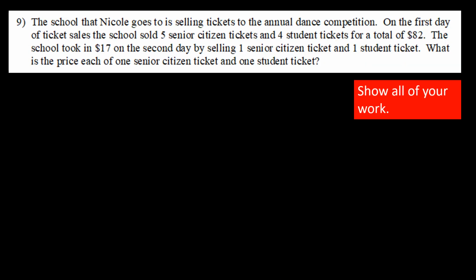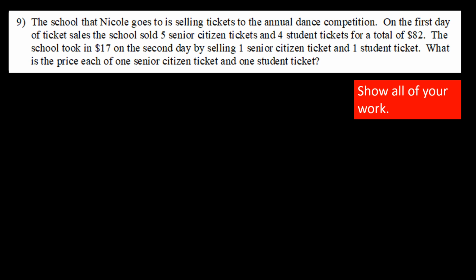It says, okay, so we want to solve this. The school that Nicole goes to is selling tickets for the annual dance competition. On the first day of ticket sales, the school sold 5 senior citizen tickets and 4 student tickets for a total of $82. The school took in $17 on the second day by selling 1 senior citizen ticket and 1 student ticket. What is the price of 1 senior citizen ticket and 1 student ticket?